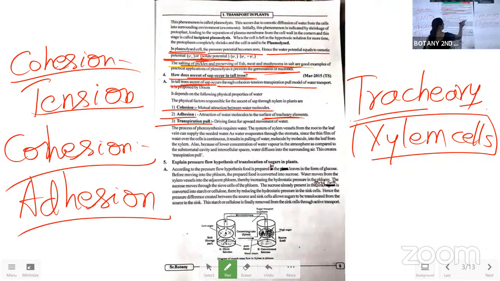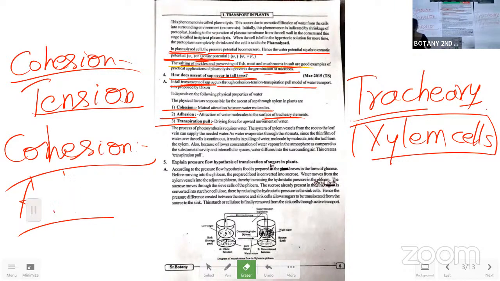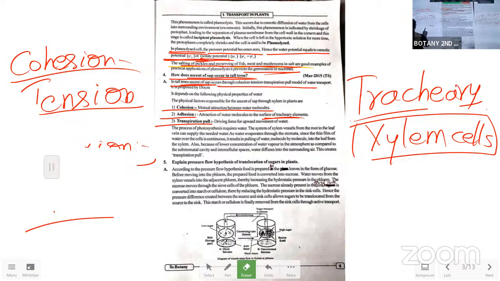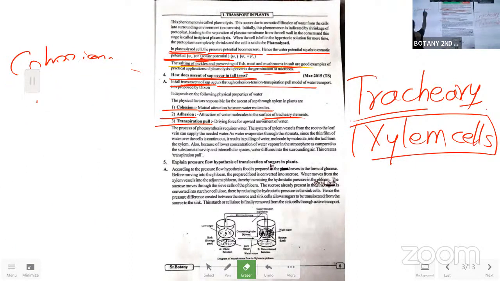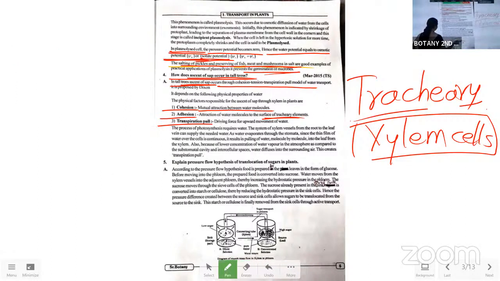So that is the adhesion. Now comes the transpirational pull. What is meant by transpiration? That's the one we have to know here also. Transpiration means loss of water molecules through the stomatal apparatus from the leaf lamina. Now, the transpirational pull means the driving force for upward movement of water.